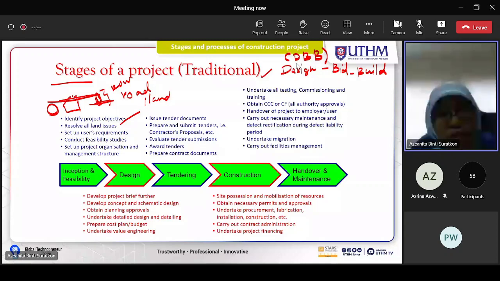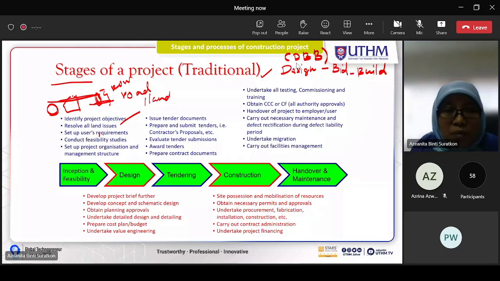Okay. And then set up users' requirement. So maybe the client is actually a developer, but later on the user may be the owner of the house, or maybe some facilities to be built for local people. So they are part of the users, right? So at this stage, they need to really understand the users' requirement for the project, for the building that they are going to use later.